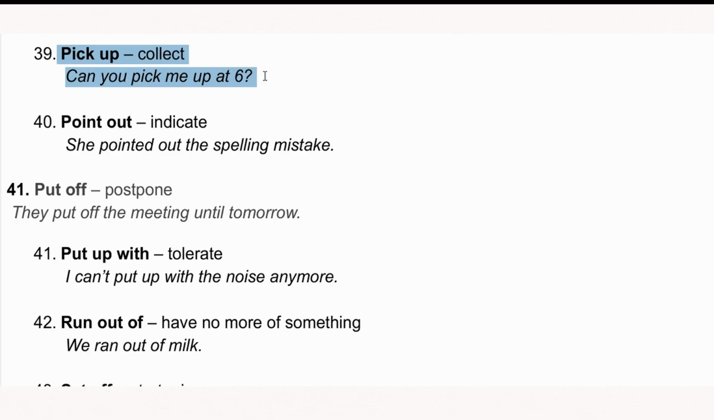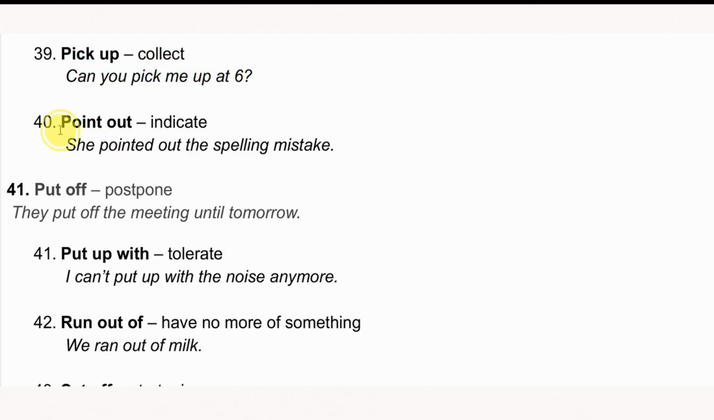Can you pick me up at 6? Can you collect me at 6? Not only about drivers, but also it can be maybe a friend. Maybe we go together. We share the same way while going to our business place, to the office. Please come and pick me up tomorrow at 8. Come and collect me so that we can continue the journey together.